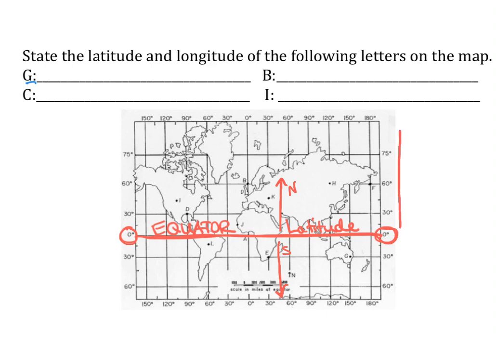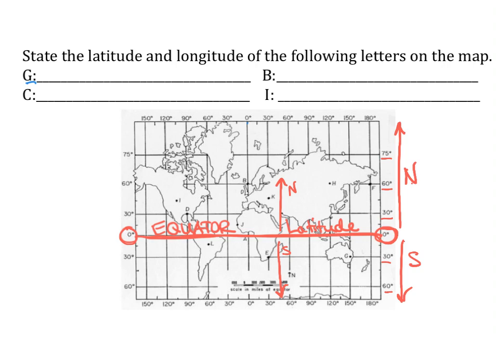all of the numbers that are north or up from the equator are going to be, for example, 30 degrees north, 60 degrees north, 75 degrees north. And all these numbers down here will be 30 degrees south, 60 degrees south, or anything in between. All right, make sure you have labeled your map this way, okay?